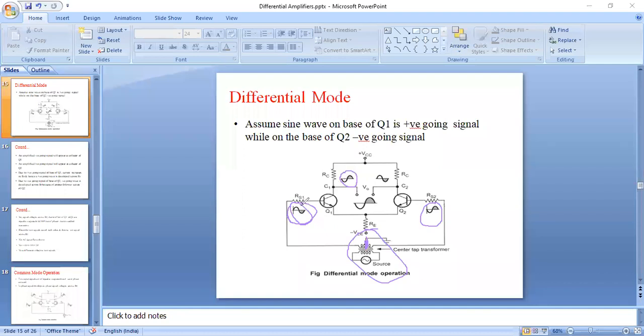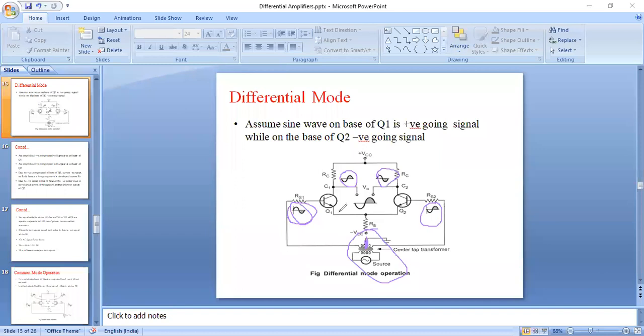If you observe the first transistor's input and output, the output is 180 degrees out of phase with the input signal. Similarly, for Q2 we are applying Vs2 with negative phase, so across the collector we get a positive going signal. If you apply plus 10 to the base of Q1, we get minus 10 at the collector of Q1. If you apply minus 10 to the base of Q2, we get plus 10 at the collector of Q2. This is what he explained using the waveforms.